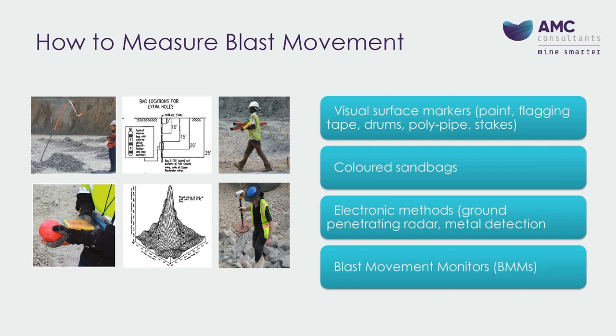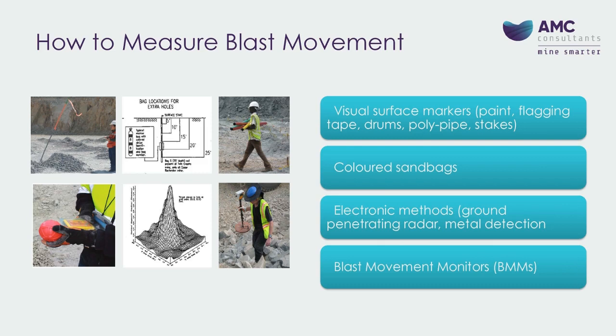If we start with the beginning, some of the simplest methods involve visual surface markers. These are addressed by authors such as Davis et al. 1989, Morley McBride, O'Brien and Cutts, and Zhang. These methods include flagging tape, drums, and stakes. These methods have been shown and are still used today. The advantages are they're very quick, they are low in cost, and they cause minimal disruption to the production process.